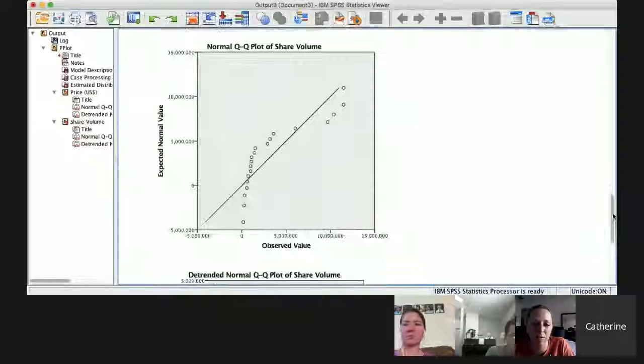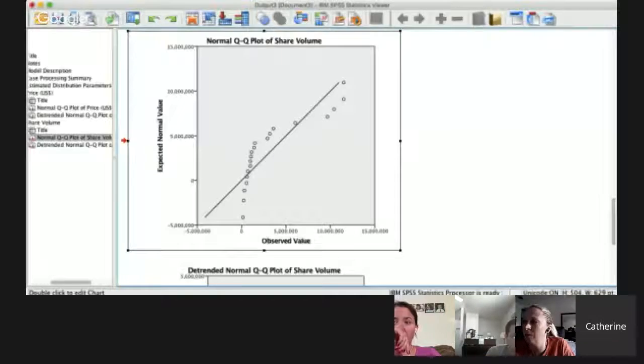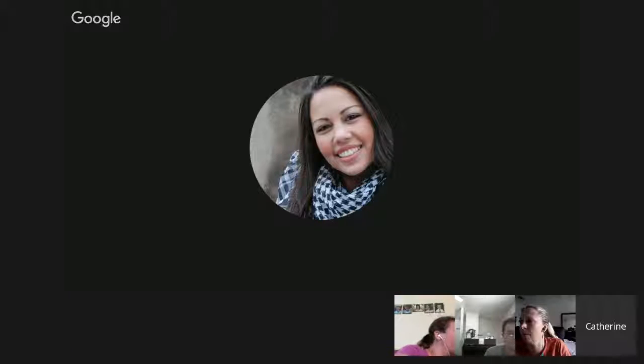Price looks pretty normal, so share volume would be the most non-normal trend, right? This is the share volume right here. That's definitely not normal. So the true statement is: out of the two variables, price and share volume, the share volume shows a more distinct non-normal trend. Yeah. Okay.